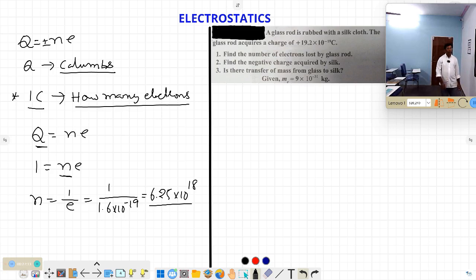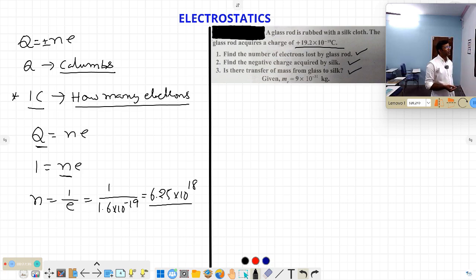Now we'll do one example problem. A glass rod is rubbed with a silk cloth. The glass rod acquires the charge of plus 19.2 into 10 power minus 19 coulombs. They're asking 3 questions here. First, find the number of electrons lost by the glass rod. Find the negative charge acquired by the silk. And is there any transfer of mass from the glass to silk?